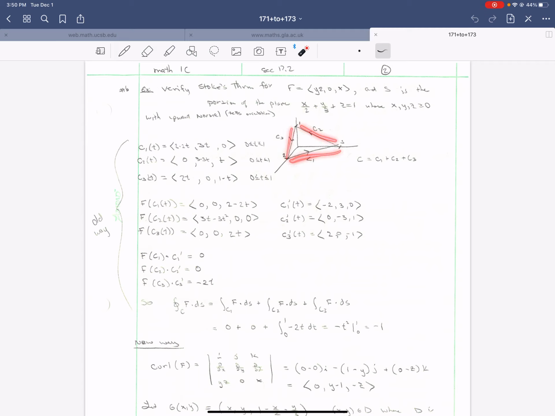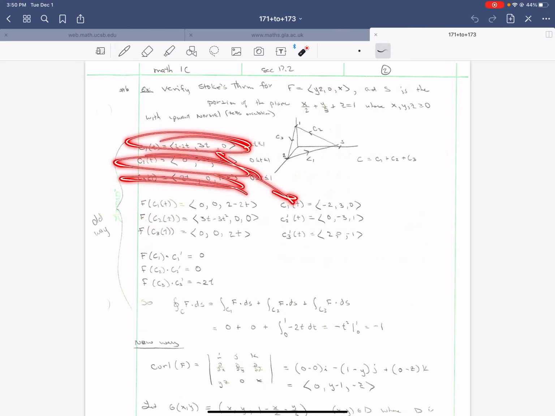1, 2, 3. 3 time values for my parameter variable, and then I still have to feed these 3 curves into that vector field. So we need that f of c of t, and then we need to dot that with c prime of t. So here's all my f of c of t's. So I have 3 of those. I have an f, so I should have 3 f of c of t's. I have 3 curves, so I have 3 tangent vectors right there.